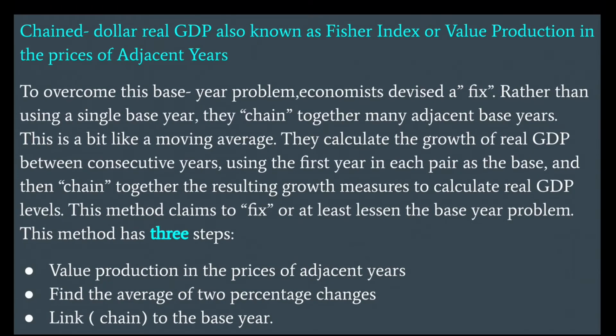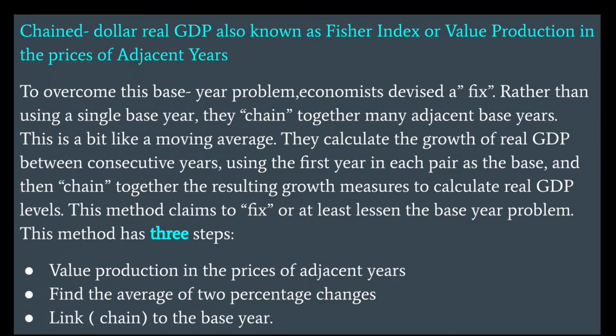Chain dollar real GDP, also known as the Fisher Index, values production at the prices of adjacent years. To overcome this base year problem, economists devised a fix: rather than using a single base year, they chained together many adjacent base years. This is a bit like a moving average. They calculate the growth of real GDP between consecutive years, using the first year in each pair as the base, and then chain together the resulting growth measures to calculate real GDP levels. This method claims to fix, or at least lessen, the base year problem.